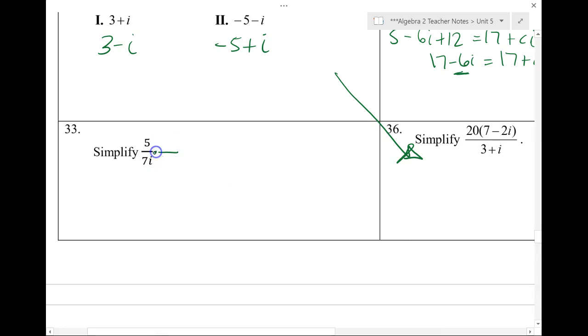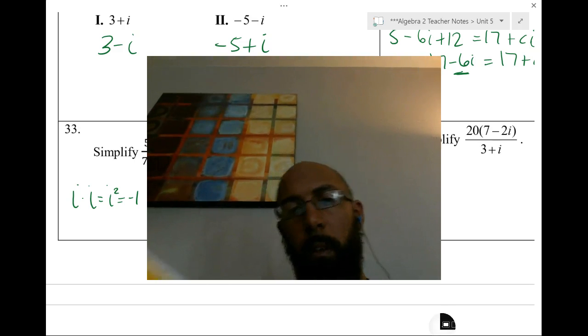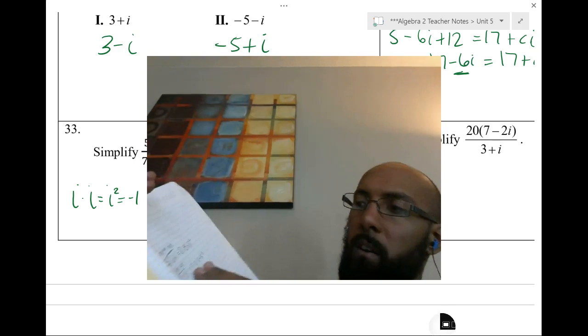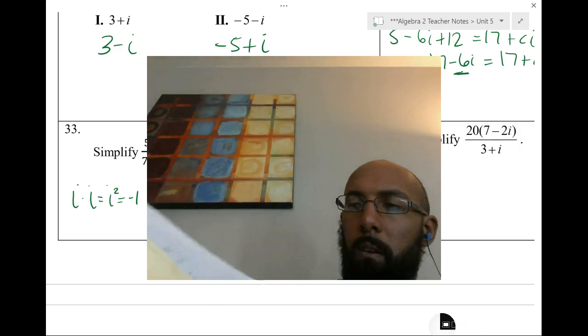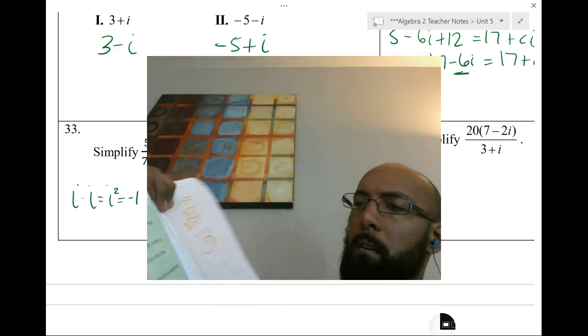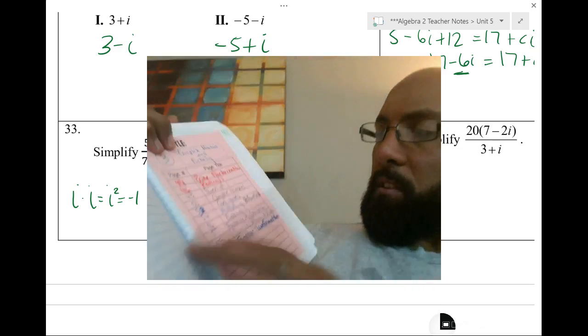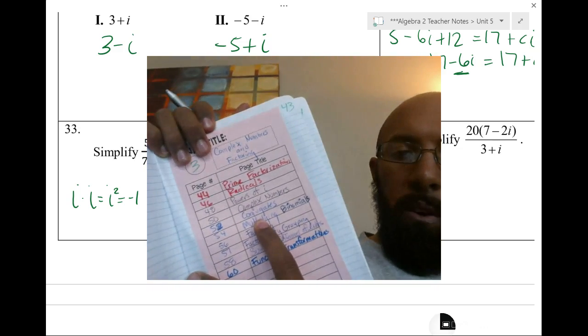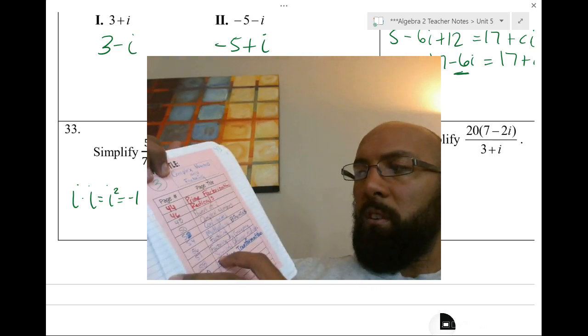Now, to solve this, what you're going to do is multiply the top and bottom by i. Why do we do that? Because I know if I do i times i, I get i squared, which is equal to negative 1. And if you want to remember where that's at, go back to that same Unit 3. Go back to our table of contents, and it looks like multiplying binomials. Well, let's check that out.